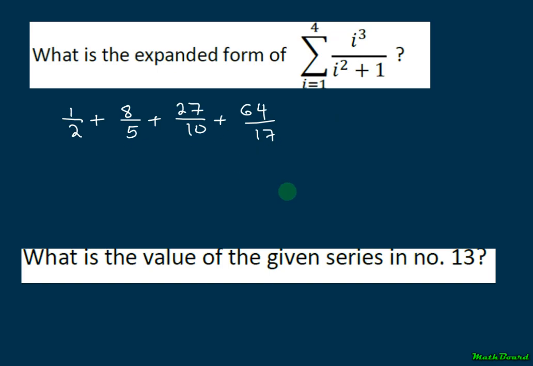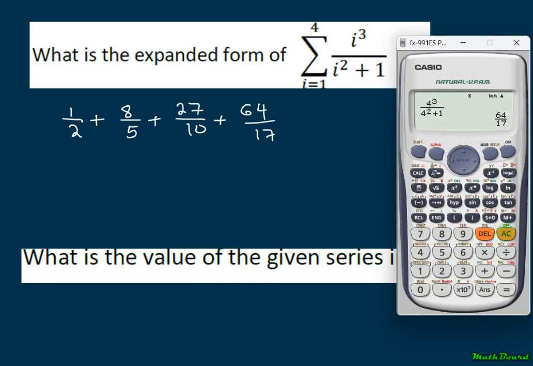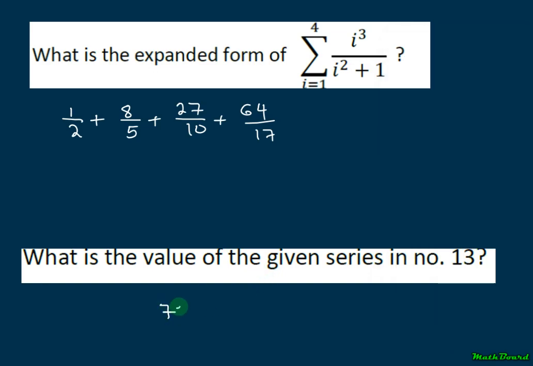Next is, what's the value of the given series above? We can find the value by simply adding this, that's 1 half plus 8 over 5 plus 27 over 10 plus 64 over 17. So the answer is 728 over 85.